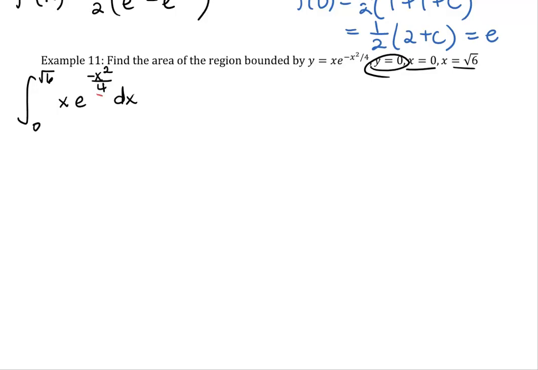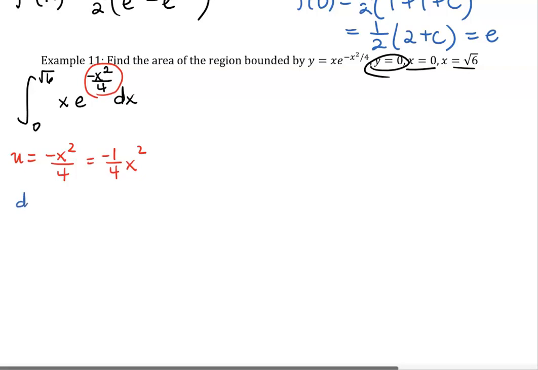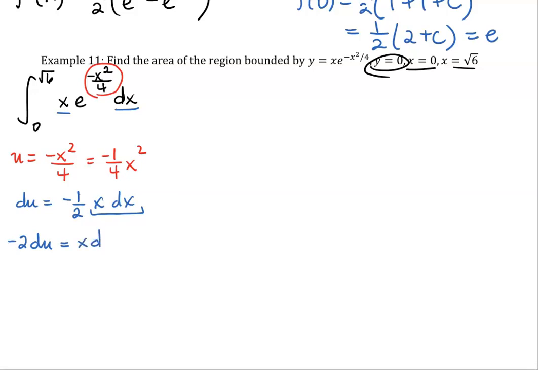I'm going to let u be everything that is in the exponent. So u is equal to negative x squared over 4. You may find it easier to write this as negative 1/4 x squared. I'll go ahead and take du using the power rule. I'll bring down the exponent of 2 to give me a negative 2 over 4, which is a negative 1/2. The new exponent on x is just 1, and we do pick up a dx. Now we do have an x dx showing up in our integral, but we do not have that negative 1/2. And so I'm going to go ahead and multiply both sides of this equation by negative 2 to give me that negative 2 du is equal to x dx.